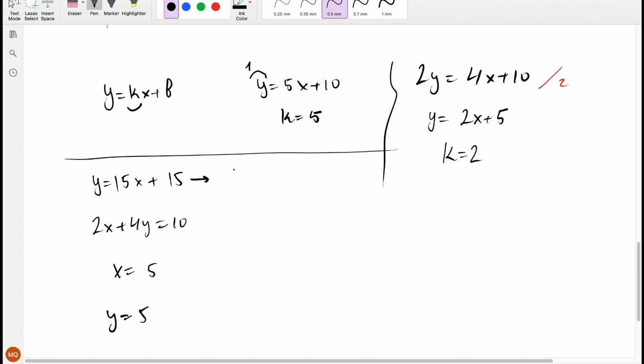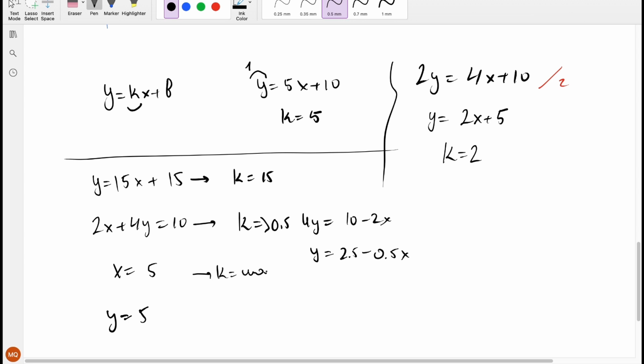Okay, here slope is 15. Here slope is, here you have to make it like this: 4y is equal to 10 minus 2x, y is equal to 2.5 minus 0.5x, so slope is negative 0.5. Here slope is undefined, and here slope is 0.